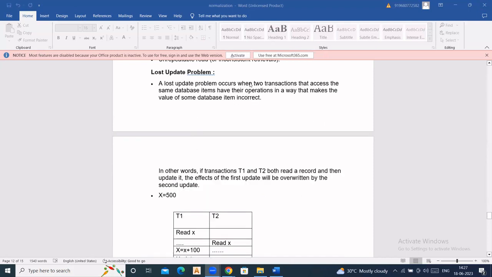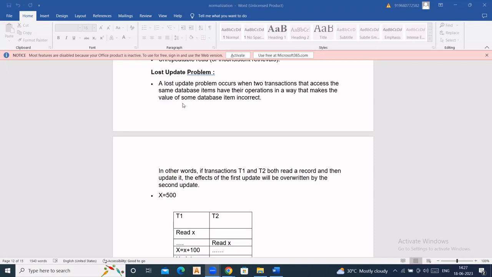A lost update problem occurs when two transactions that access the same database item have their operations interleaved in a way that makes the value of some data item incorrect. Again, with an example: I'm staying in Bangalore, my brother is staying in Ahmedabad. My brother told me that he wants, for example, 5,000 rupees. Then I said, okay, do one thing, I'm depositing 5,000 rupees. By 12 o'clock I'll deposit, you withdraw.